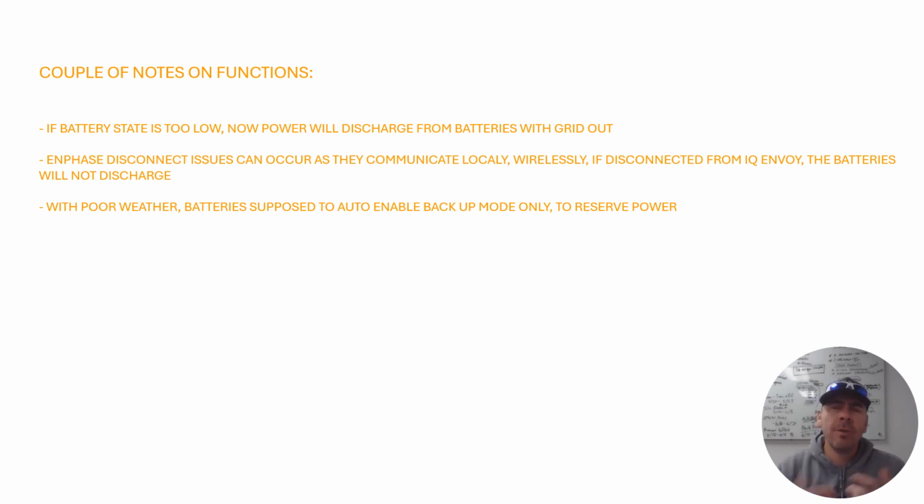And there might be other factors to consider with different scenarios that may or may not occur with functionality. But in general, this is a really good snapshot of how the batteries function and work, and why you might see different scenarios where the solar's not working or the battery's not discharging. Hopefully that shows you a good idea of how it works.